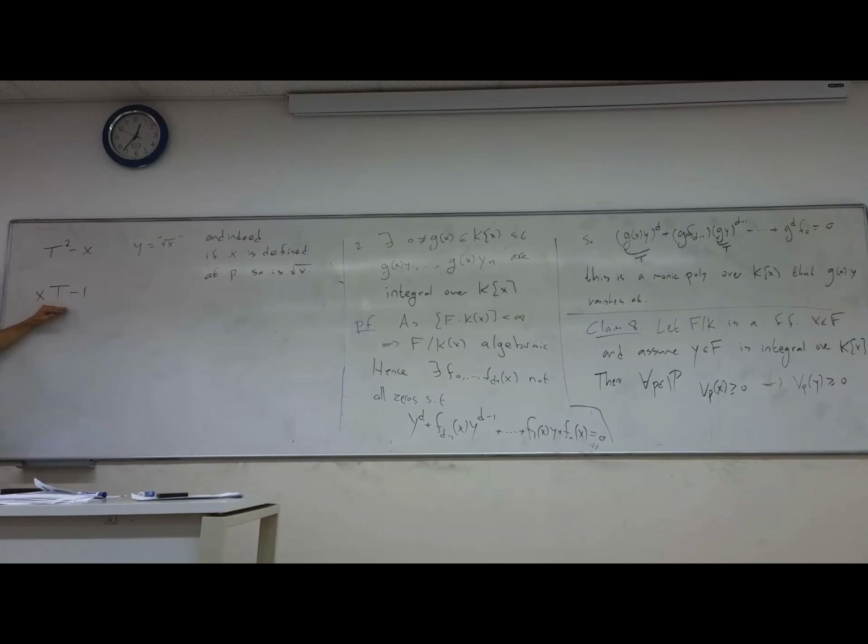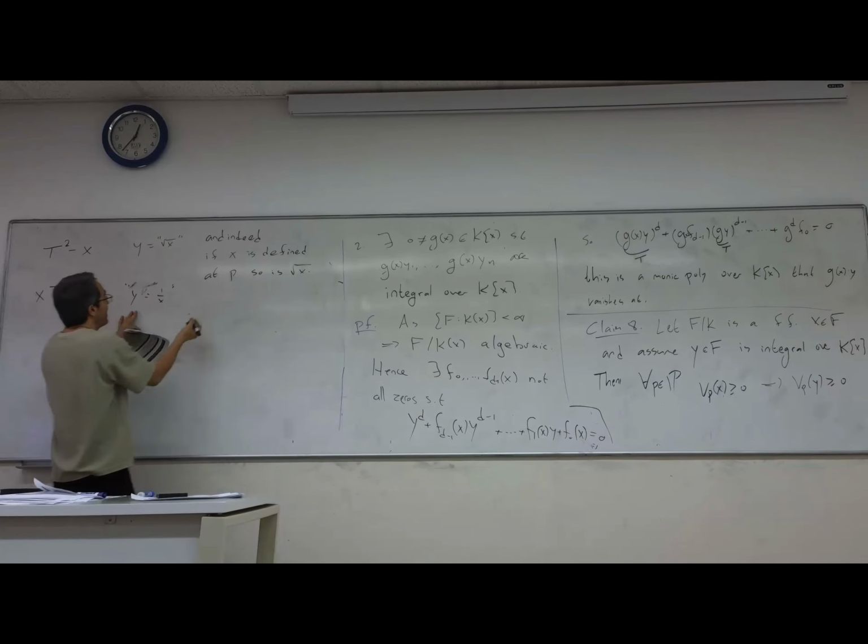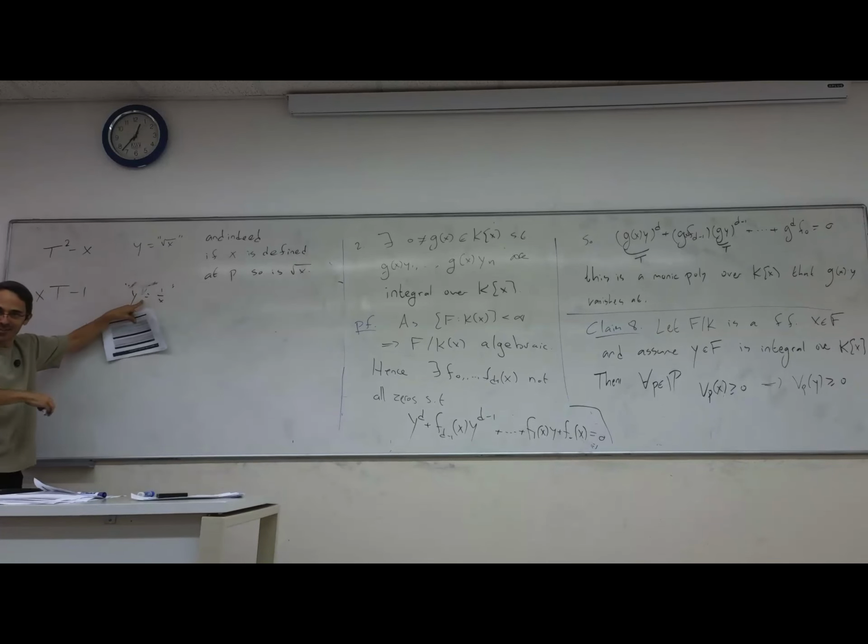This is not monic. And indeed, t here is like 1 over x. So y is 1 over x. Why is that? Indeed, x is defined at 0 and y is not defined at 0. So not being integral over k of x may give you poles.